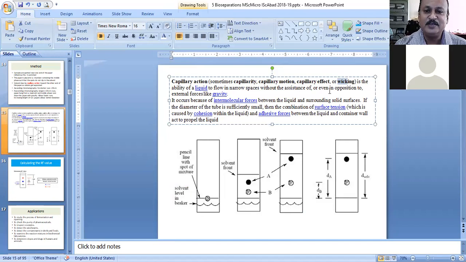Yes, yes. So this is the kind of action which actually allows the liquid to flow. The liquid flows in the narrow spaces which are present in the fibers, and the movement of the liquid is not opposed by forces like gravitational force or any other force. This happens because there are intermolecular forces, that is adhesion and cohesion. These are the two important forces which are there between the liquid and the surrounding solid surface, that is the surface of the paper.